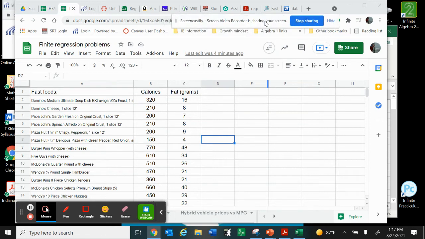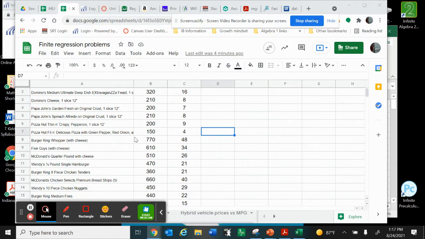Hi, I'm going to show you how to use Google Sheets to analyze linear data. So we're going to use it to make scatter plots. And so I have an example for you.